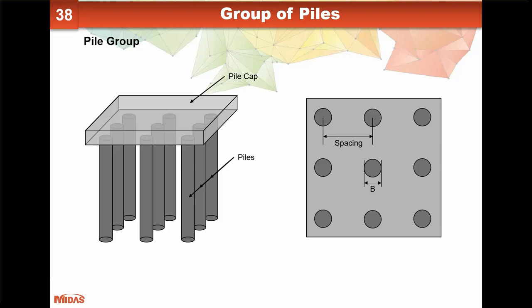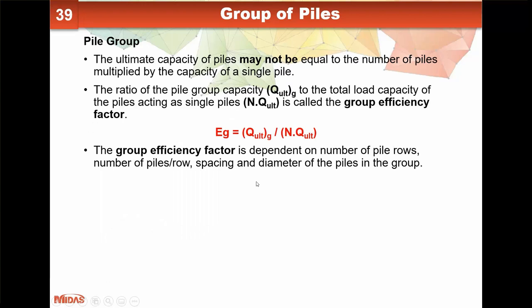So let's proceed to group of piles. This is just a sample pile group. This is your pile cap, the piles, the pile spacing, and the width or the diameter of the pile. On pile groups, the ultimate capacity may not be equal to the number of piles multiplied by the capacity of a single pile. Meaning to say, the ultimate capacity of the pile group is not just by adding the capacity of the single piles in that group.